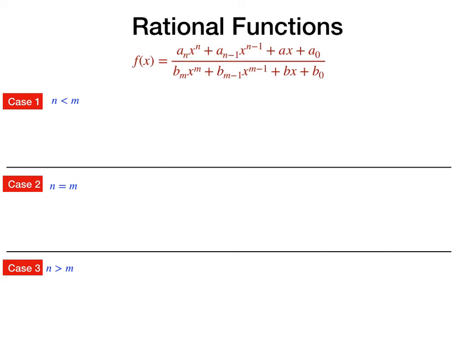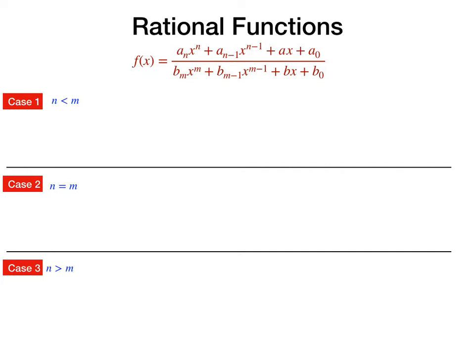You know that the numerator is a polynomial function of degree n with the leading coefficient a sub n. And the denominator is a polynomial function of degree m with the leading coefficient b sub m. So there are three cases for rational functions.